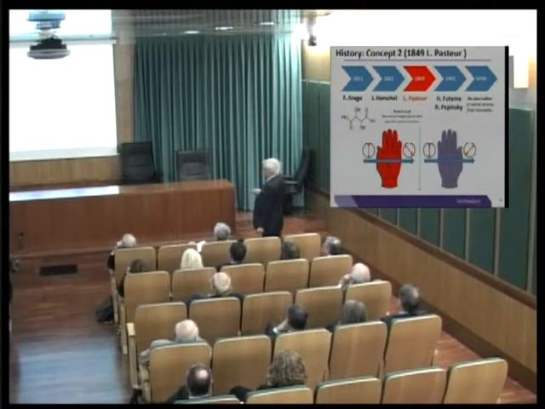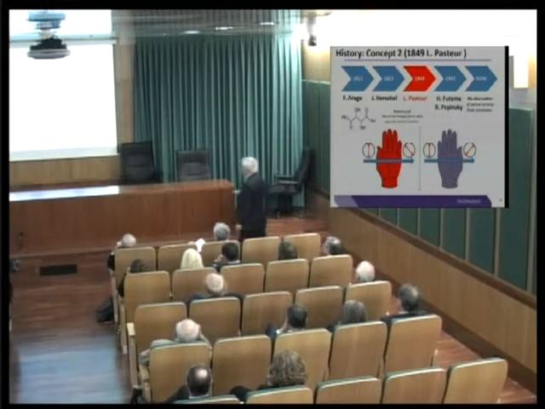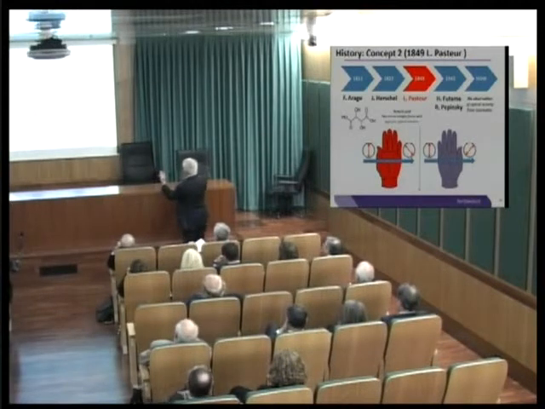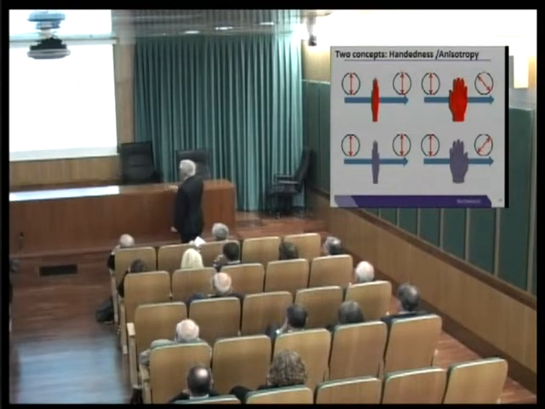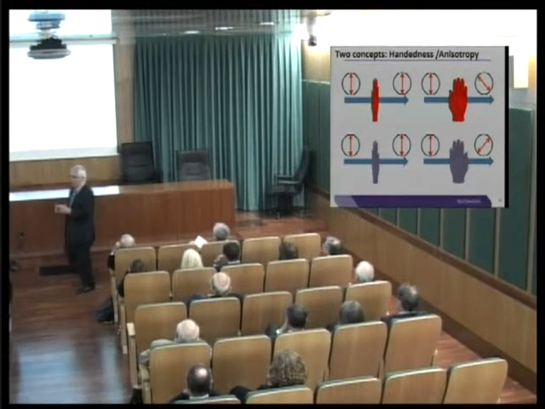And so in Pasteur's experiment, two mirror images formed from opposite optical rotation, you would have the light beam, your hand, the one hand like this, the other hand like this. One would rotate the light as shown here and shown here. So now we're going to have two concepts. We're going to have the concept of handedness, but also the direction, the anisotropy.